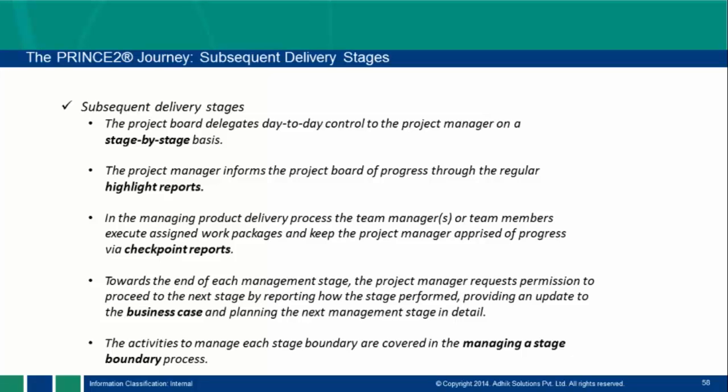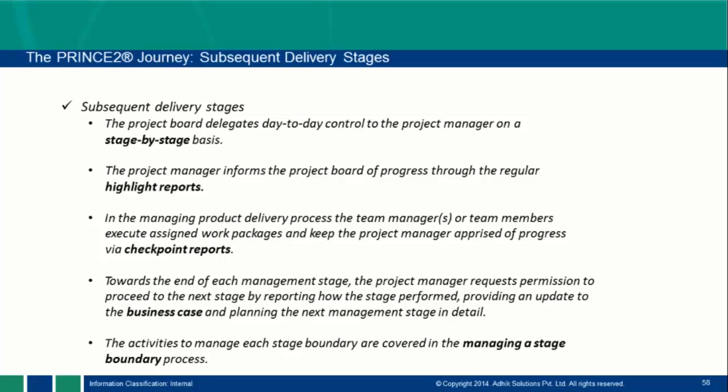Third we have subsequent delivery. Here I told you we have different stages, design, development, everything we have, right? The project board delegates day-to-day control to the project manager on a stage-by-stage basis. So development, testing, right? There are some hard logics, some mandatory dependencies we have. Without design, I can't develop, and without development, I can't test, right? So in subsequent delivery, the control is with the project manager, and he will do the day-to-day work here, day-to-day control, right?